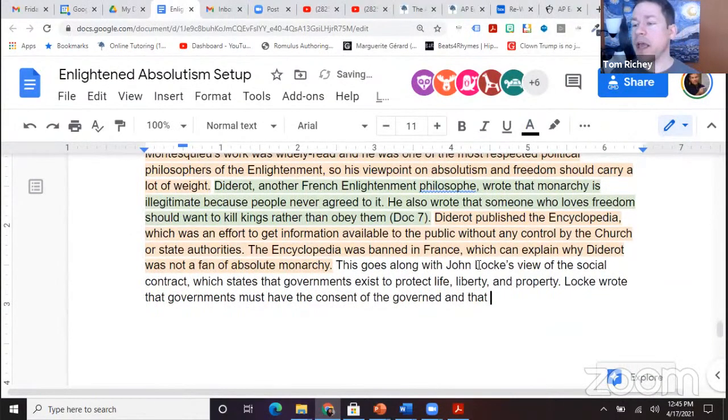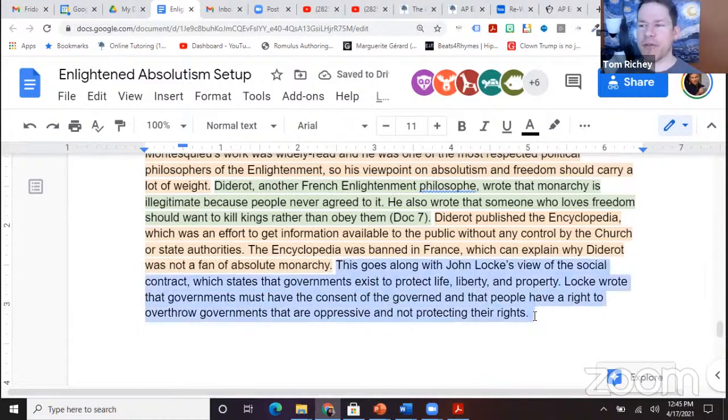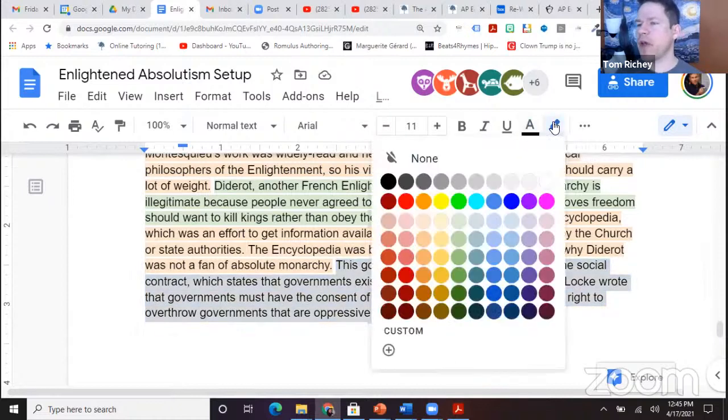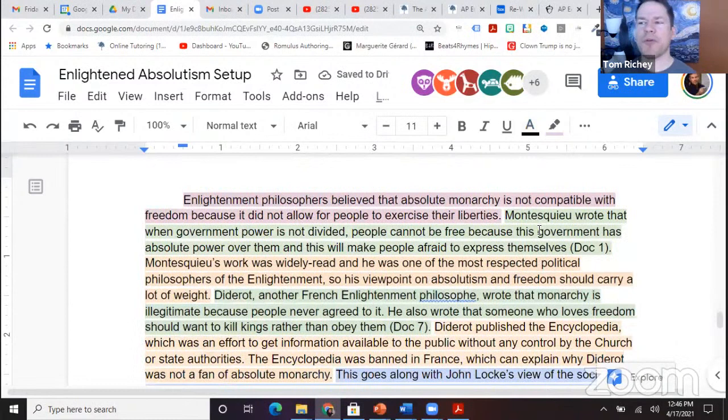And that people have a right to overthrow governments that are oppressive and not protecting their rights. This would be an example of how to do outside evidence. So what I've done here is I've used two documents, and I have created this outside evidence. So I've got a topic sentence, then I'm referencing a document.